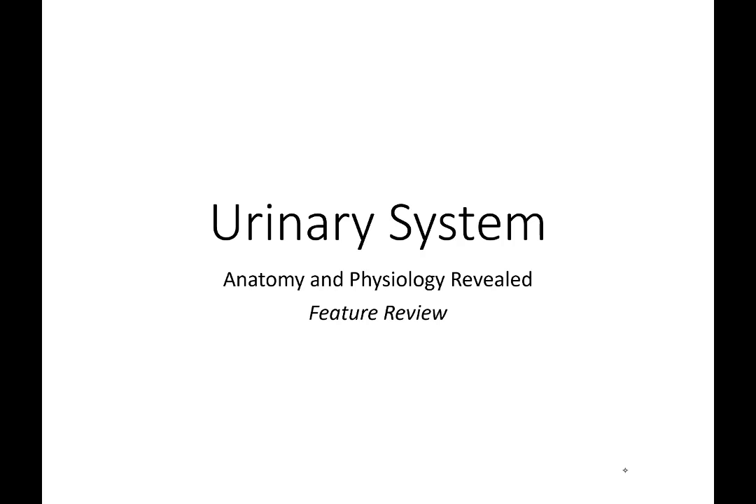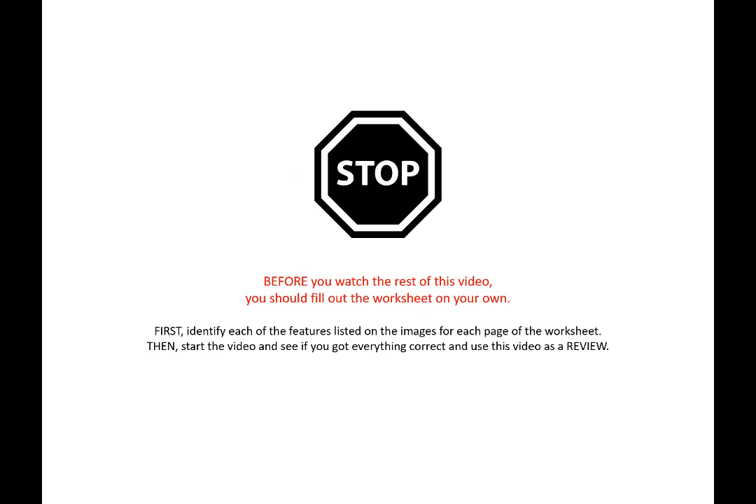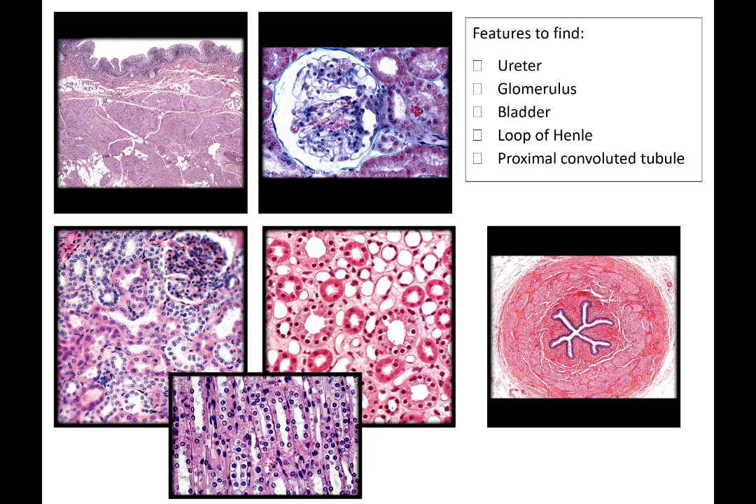The urinary system, we're going to go through the features from the Anatomy and Physiology Revealed site. I put together a worksheet for you to identify specific features utilizing images from the Anatomy and Physiology Revealed site. I'd like you to first identify the images on your own. On the first page is histology.